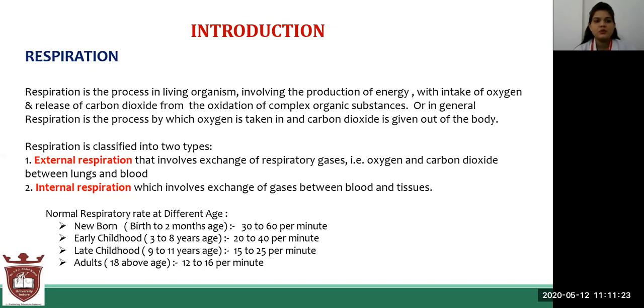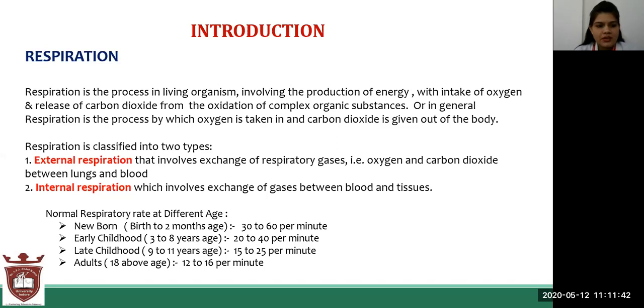Respiration is classified into two types. External respiration involves the exchange of respiratory gases, that is oxygen and CO2, between lungs and blood. Internal respiration involves exchange of gases between blood and tissues.